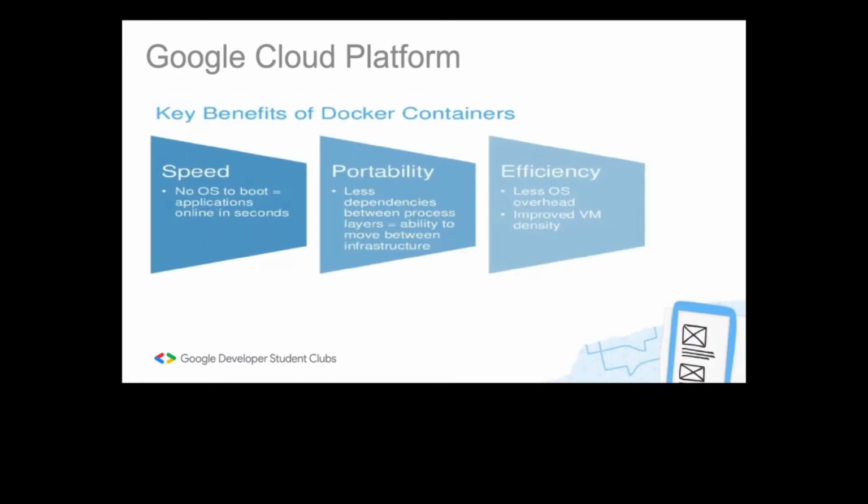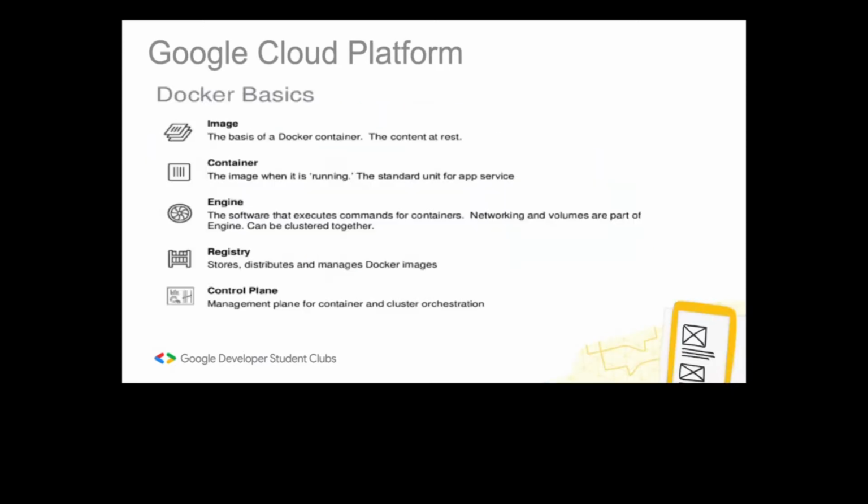Benefits of Docker containers. One is higher speed, because there's no guest OS, and applications are online in seconds. You just run the image, and there'll be a container, and you'll have a running application. It's portable. There are fewer dependencies between process layers, and you can just move between infrastructure. Efficiency: there's less OS overhead, so it's highly efficient and improves VM density.